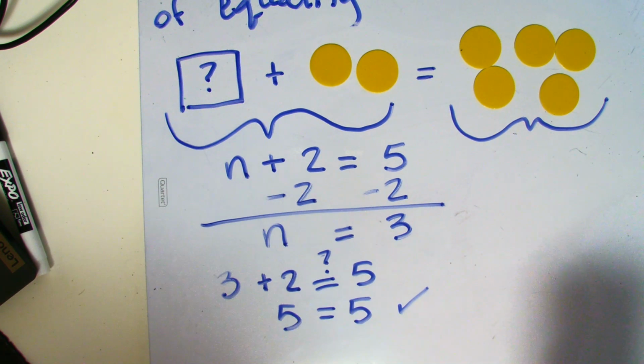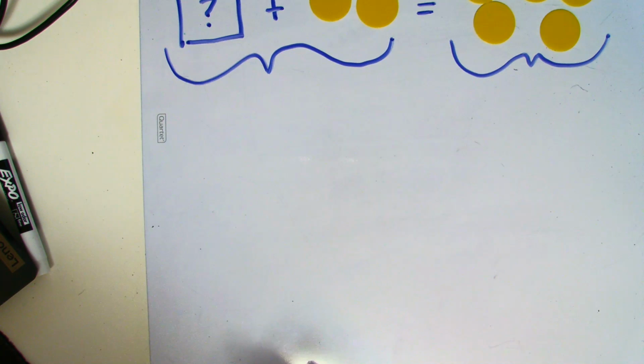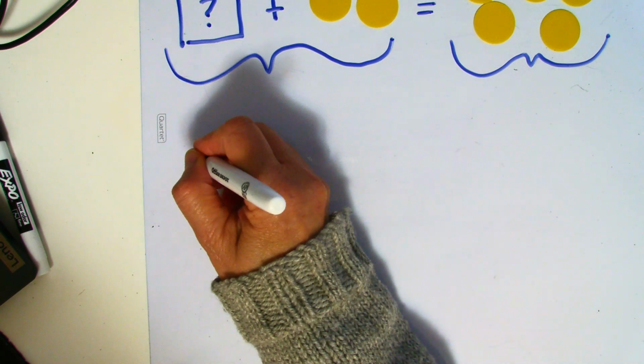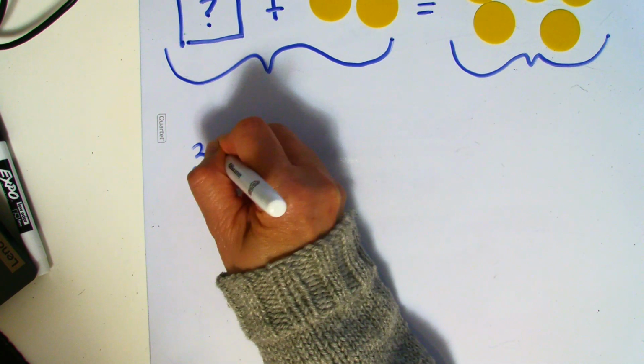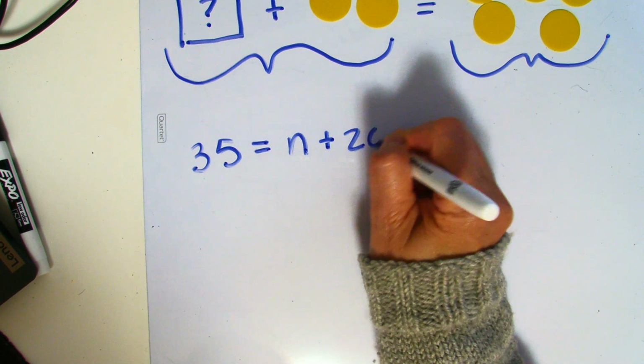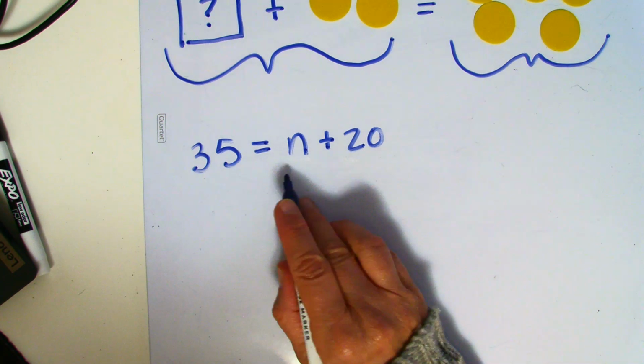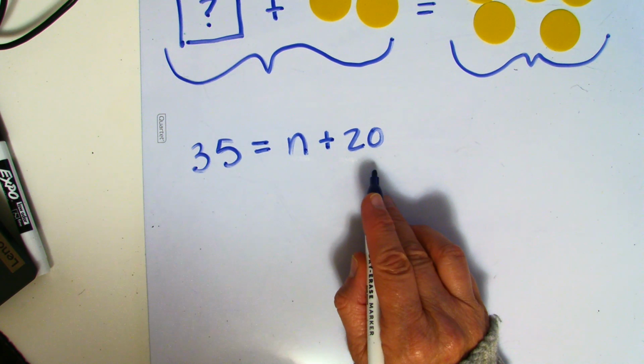Let's go ahead and do another problem without the models. Let's say we have 35 = n + 20. It doesn't matter if the variable is on the left side or the right side of the equation. Our goal is to isolate the n so that we can find out the value of what that n represents. Because I'm adding 20, I'm going to use the subtraction property and subtract 20 to both sides.